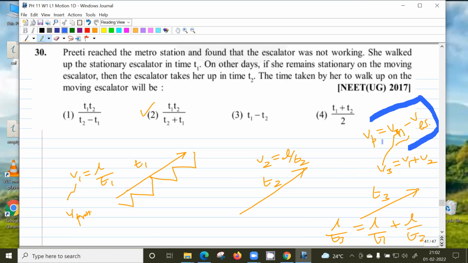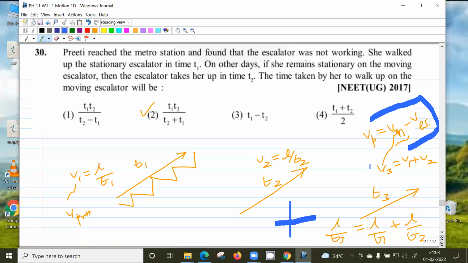So in the third case, velocity of Preeti with respect to elevator, that will not change. Her velocity will not change whether the elevator is stationary or it's moving. So VP is velocity of PT with respect to the elevator. That is the net velocity minus velocity of the escalator. VP is what? Velocity with respect to the elevator, right? So VBA is VB minus VA, where the velocity is with respect to A. So here it's with respect to the escalator, which is VP. So it's net velocity minus escalator velocity. And this net velocity is V3, the velocity in the third case. So this V3 is the velocity with which PD is going up with respect to a frame which is fixed to the ground.